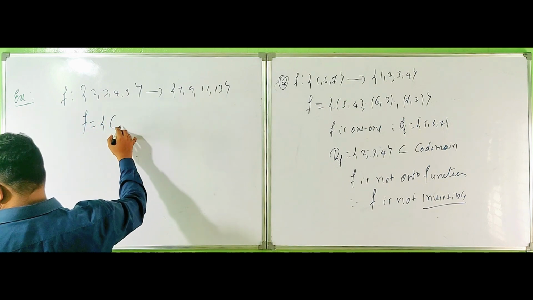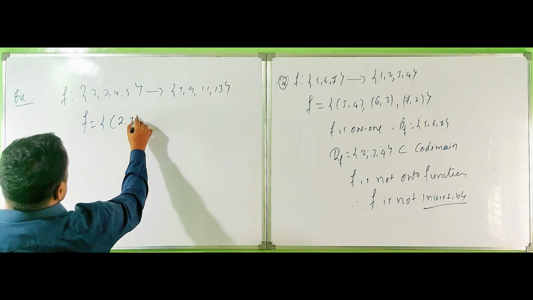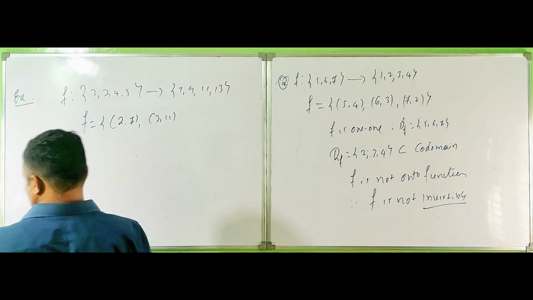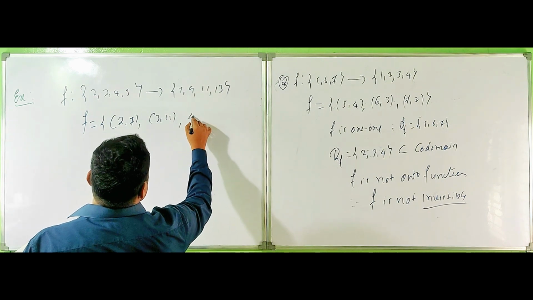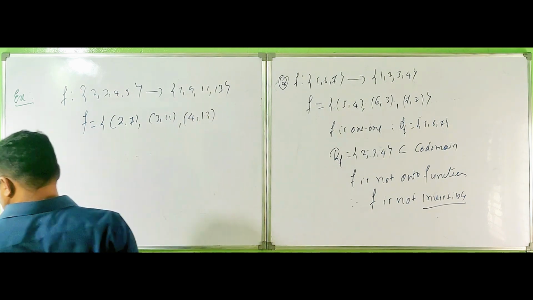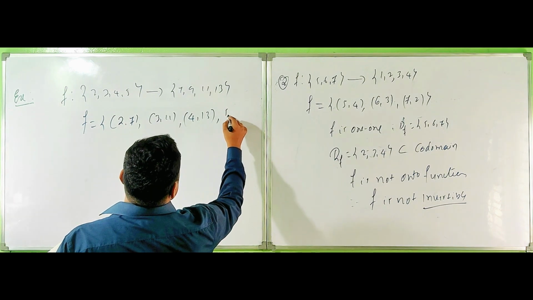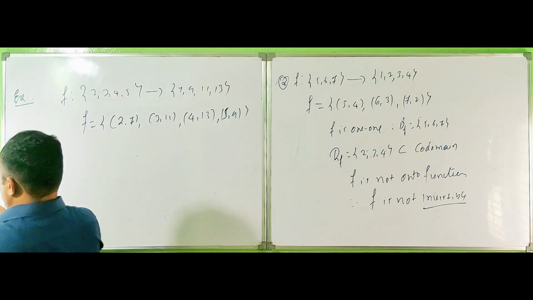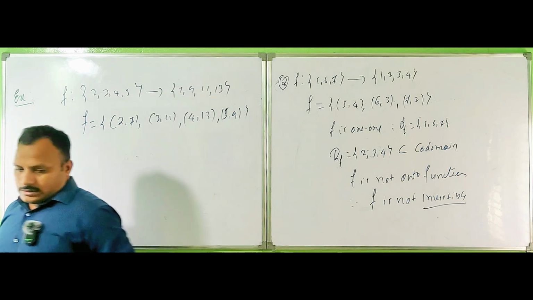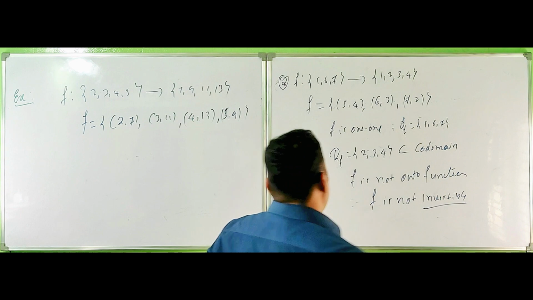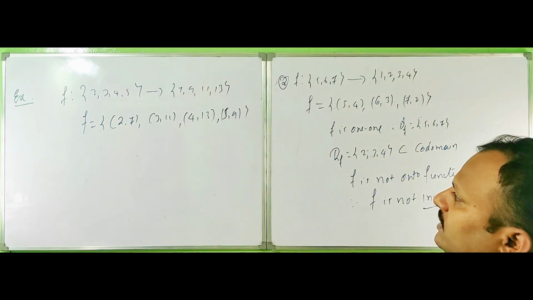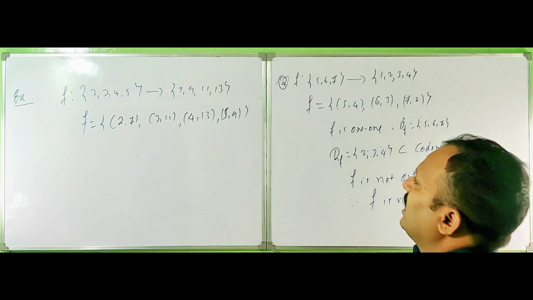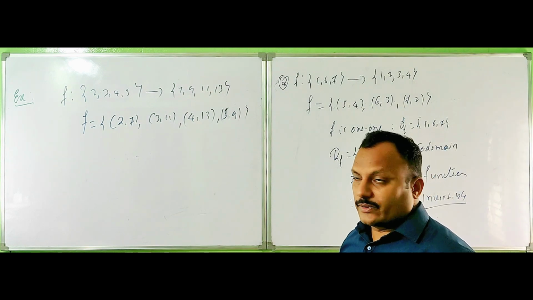in ordered pairs (2, 7), (3, 11), (4, 13), and (5, 9). Let's check the inverse of this function. F is a function from 2, 3, 4, 5 to 7, 9, 11, 13.